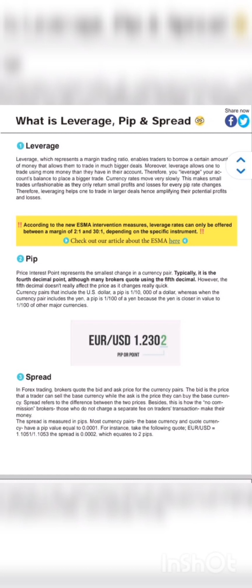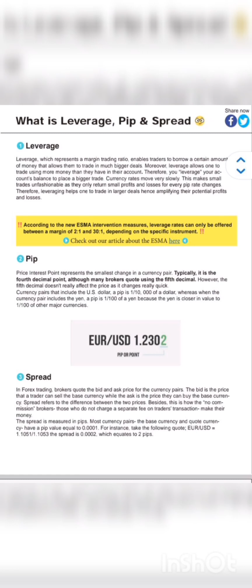Therefore you leverage your account balance to place bigger trades. Currency rates move very slowly. This makes small trades unfashionable as they only return small profits and losses for every pip the rate changes. Therefore, leveraging helps one to trade in larger deals, hence amplifying their potential profits and losses.